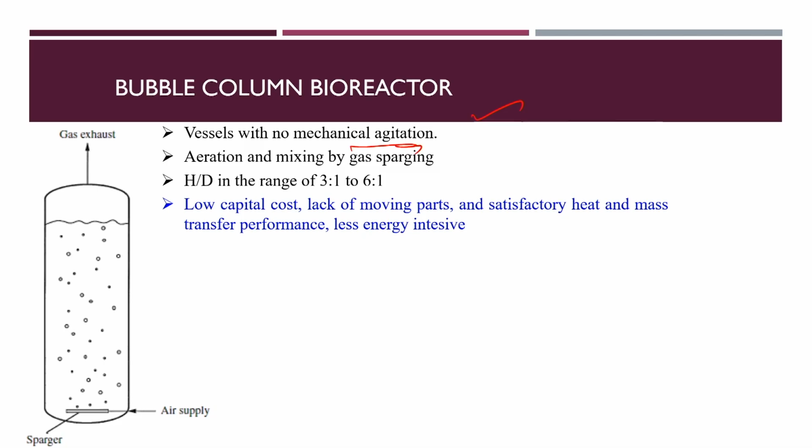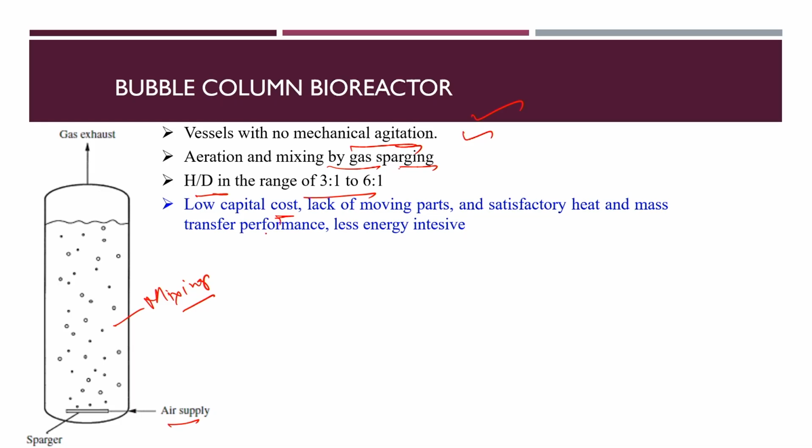So, it will minimize the power requirement for the agitation. There is air supply and there is a sparger and there is a gas outlet. So, aeration is done by gas sparging, and that also helps in the mixing part as well. There is an aspect ratio, height to diameter, maintained in the range of 3:1 to 6:1. So, as you see, there is no mechanical agitation.